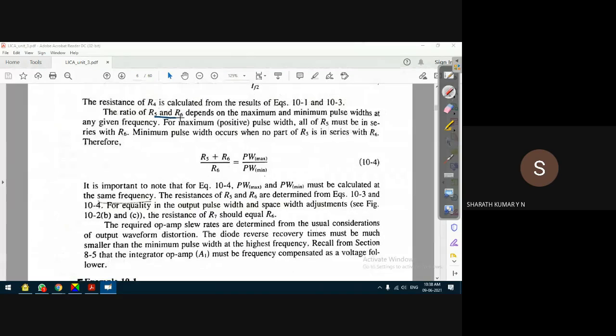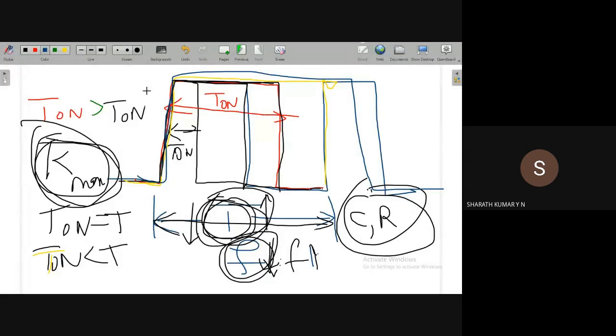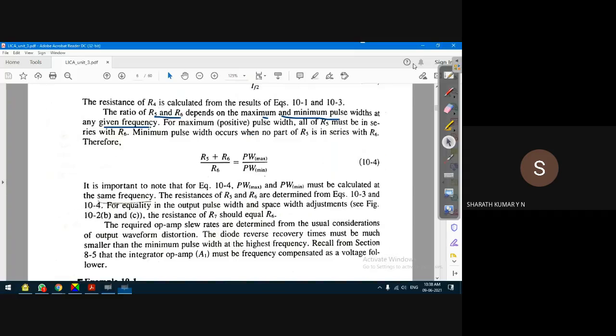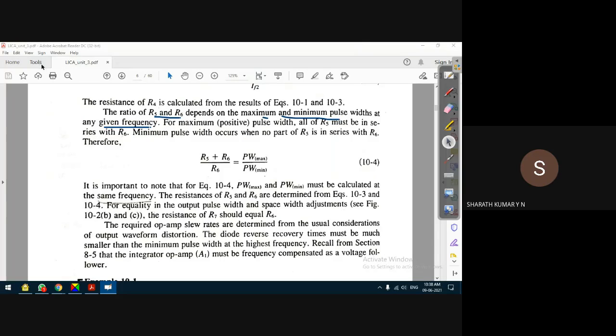So R5, R6 depend on the maximum and minimum pulse widths at any given frequency. For R5 and R6, what is important is this on period. These on periods are important. So based on this minimum and maximum pulse width, R4, R5 and R6 have to be calculated. For maximum pulse width, all of R5 must be in series with R6.